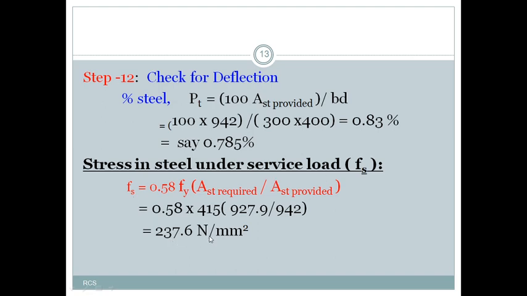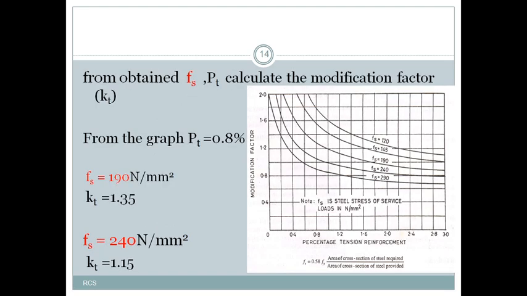Newton per mm square. By obtaining these values, we have one chart, one graph given in IS 456 2000. From that we have to find the modification factor. See, this is a graph. What are the components of this graph? On the x-axis we have the percentage of tensile reinforcement. On the y-axis we have the modification factor. In between these we have some curves.